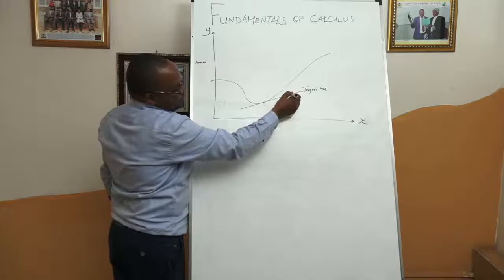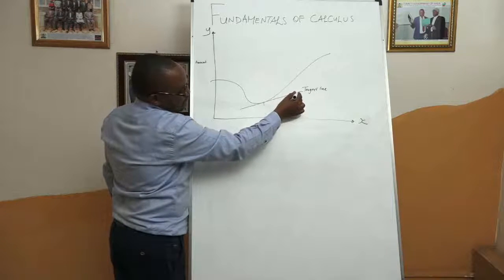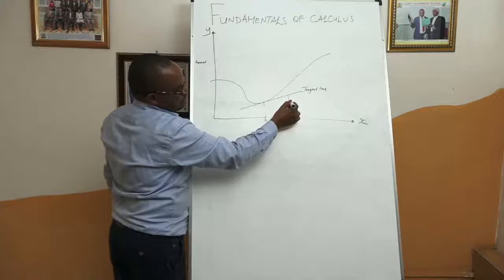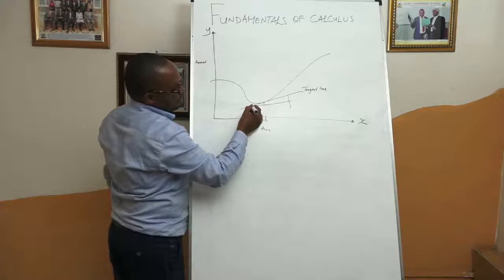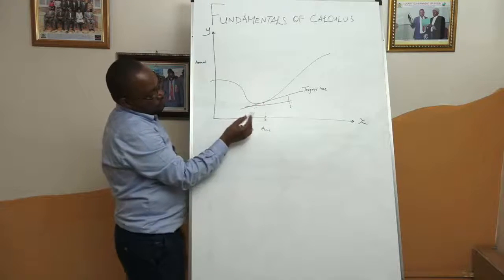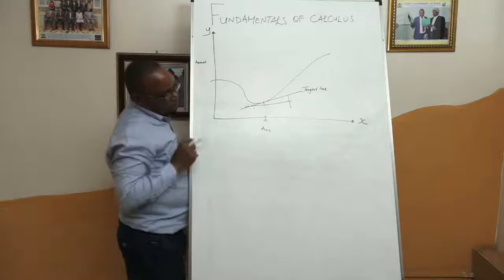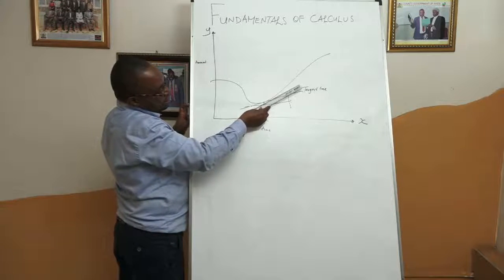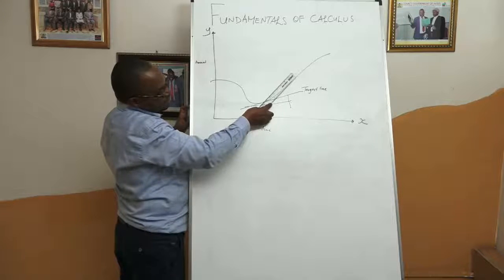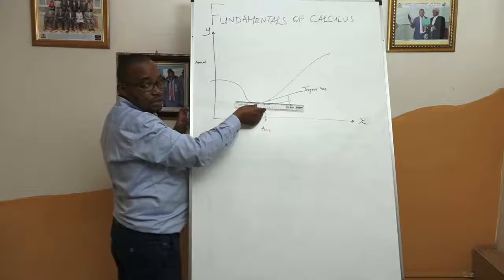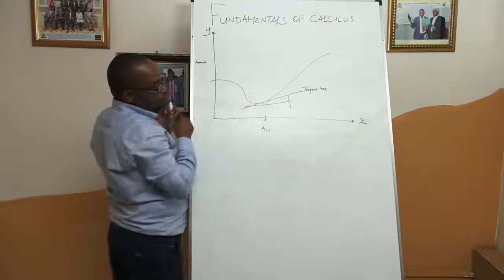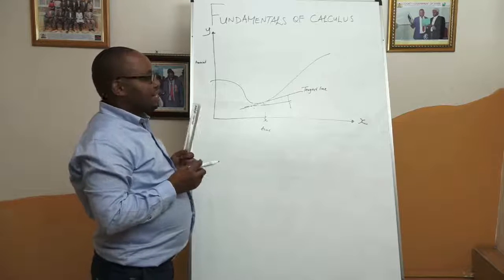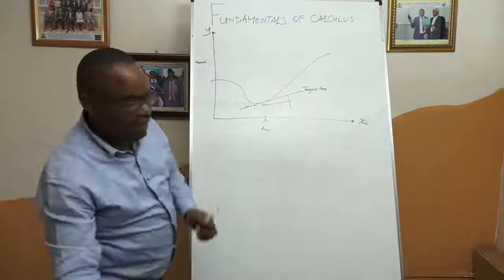If you are able to determine the gradient of this line, you can know the gradient there. But it's not possible because this line can be drawn like that. You can draw it like this, the way you want. So it's not advisable to use a tangent line. It's advisable that you use a second line called a secant line.